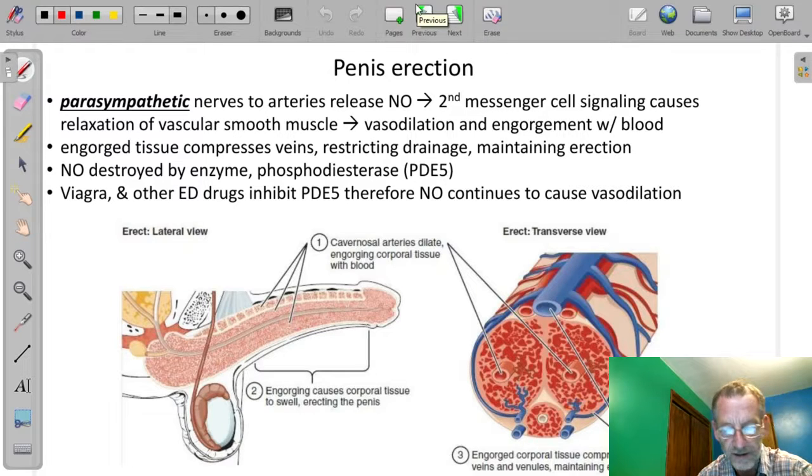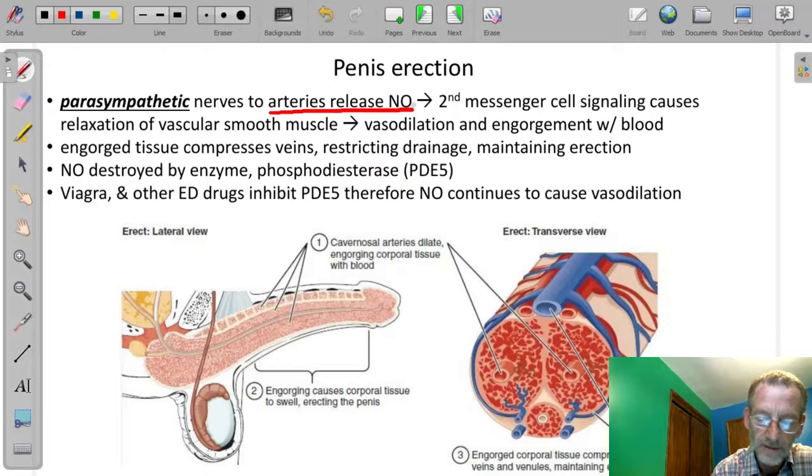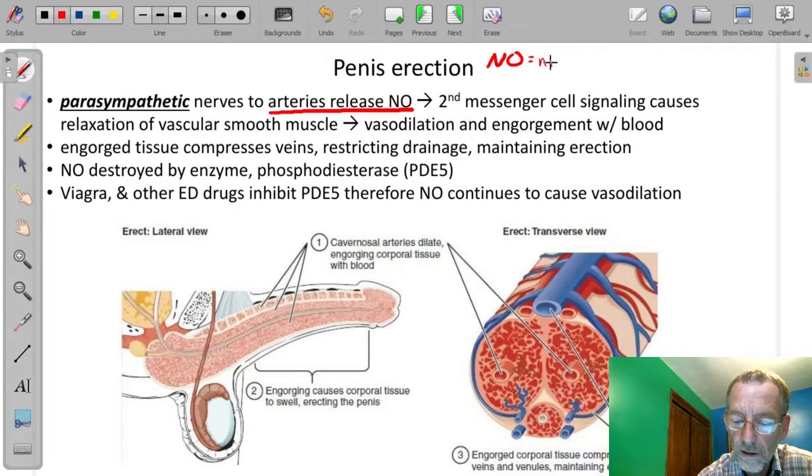So erotic thoughts, erotic images, or tactile stimulation gets the parasympathetic nerves activated. And those nerves then travel to arteries of the penis, and they release the neurotransmitter nitric oxide. Nitric oxide is a gas. It's similar to nitrous oxide, not the same thing though. Nitric oxide.